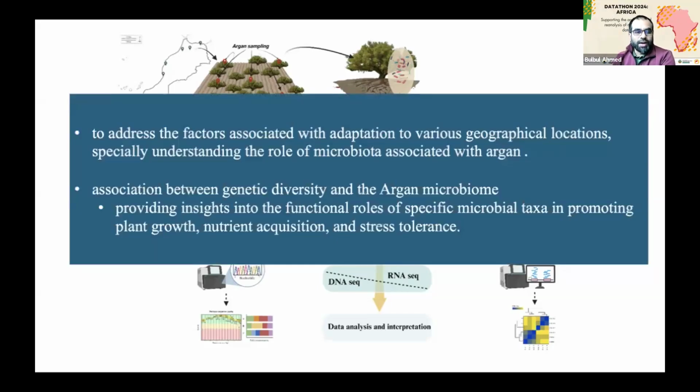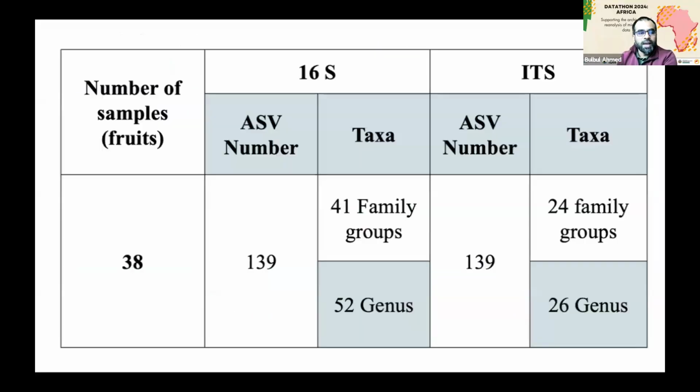Our main goal is to address the factors associated with adaptation to various geographical locations, and to understand the role of microbiota associated with argan. We want to see the association between genetic diversity and the argan microbiome, in order to provide insight into the functional role, and whether there is any core microbial taxa promoting growth, nutrient acquisition, or stress tolerance, because argan grows from north to south of Morocco, and the climate of the northern and southern parts is completely different in terms of dryness.